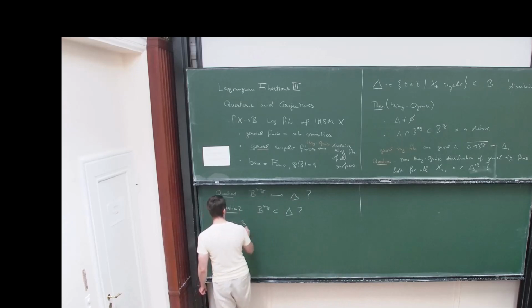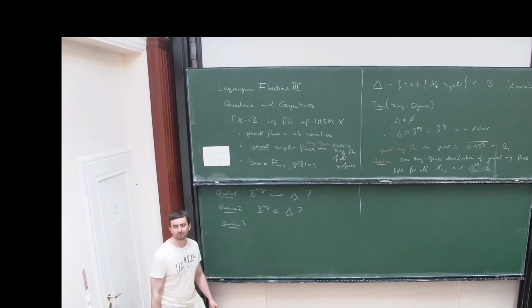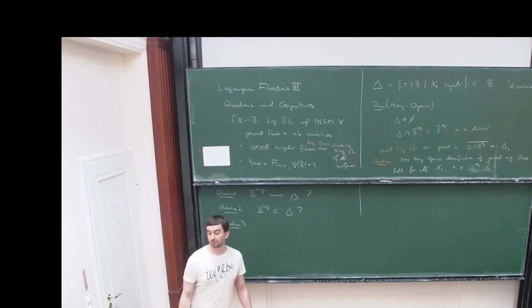Comes from the practice of Lagrangian torus. Well, is it a torus? Is it a Lagrangian torus? So what does it mean that a morphism is smooth? That's a good point. If the morphism is smooth, yeah, that's a very good point.